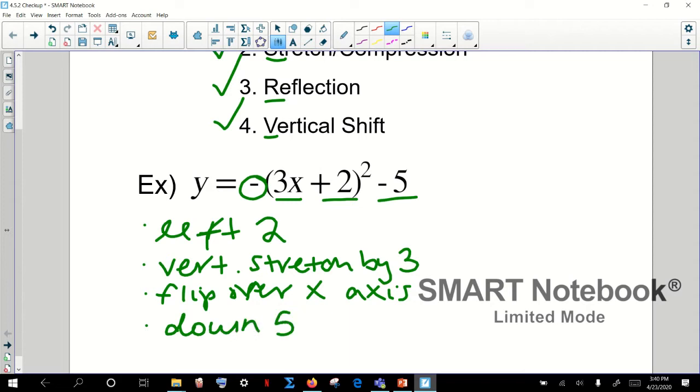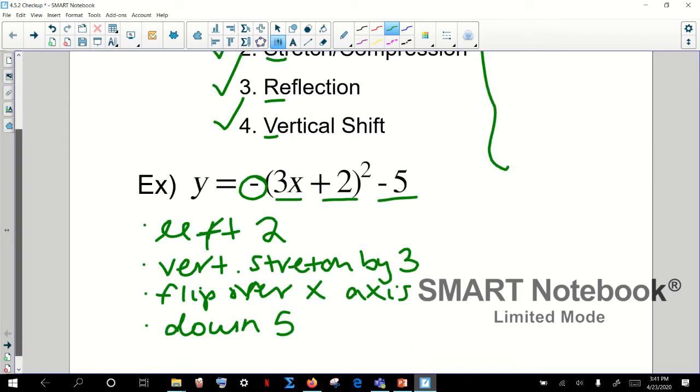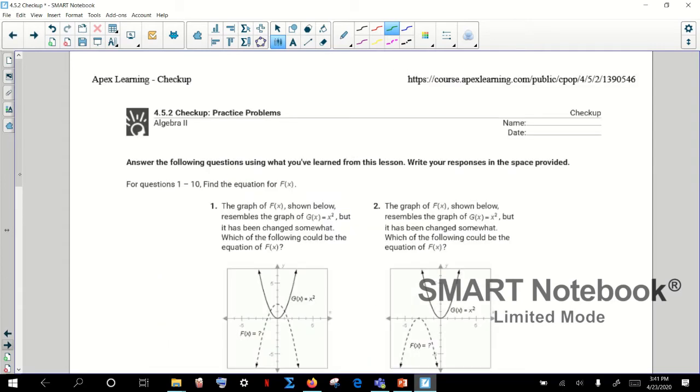It's very important that you do your transformations in this order, because if we did these in reverse order, sometimes it would give you the same one, sometimes it won't. If we always stick to this standard of these 4 steps up here, we'll always get the same result. We'll all be on the same page. This is definitely something you're going to want to write down, so if you need to, go ahead and pause the video and write these down. Let's go on and start the checkup.